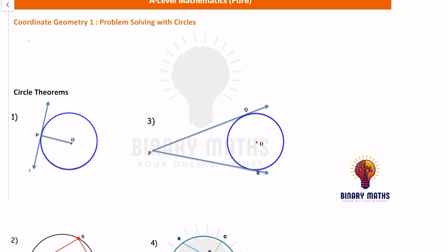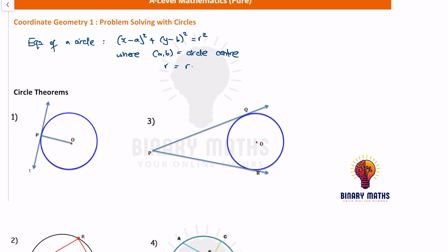Okay, now just as a reminder, the equation of a circle formula is (x minus a) squared plus (y minus b) squared is equal to r squared, where (a, b) is the circle center and r is the radius of the circle. So throughout these problems always have that equation of a circle in mind.